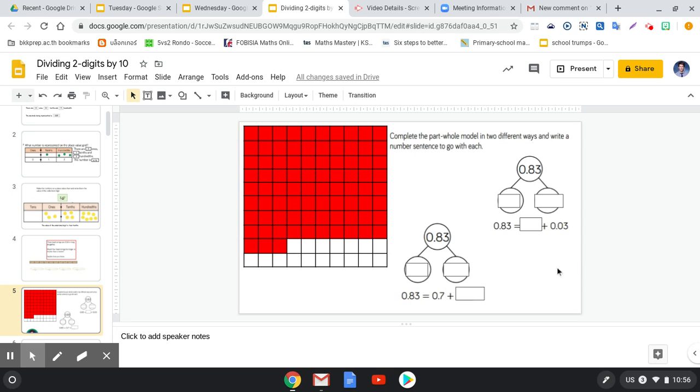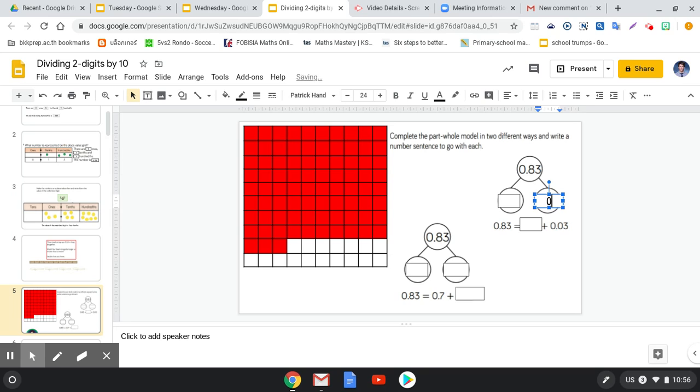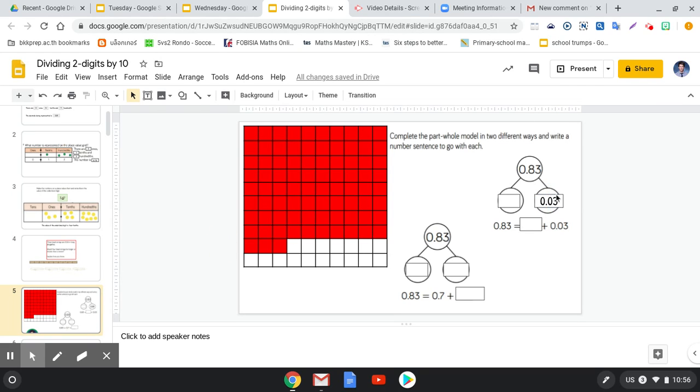So let's look at this first number sentence. It tells me 0.83 is the same thing as something plus 0.03. Well, I'm just going to type that 0.03 in here, because that's one part that's going to make the whole. Now I'm going to work out what the other part is. So that is the same thing as 3 hundredths.